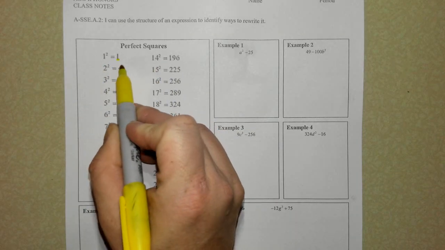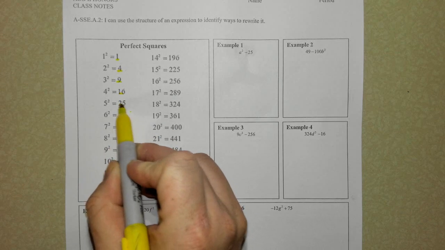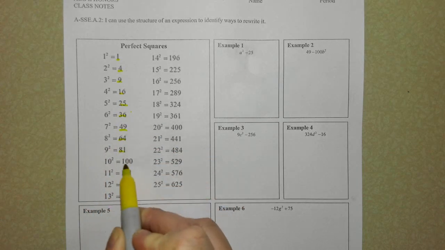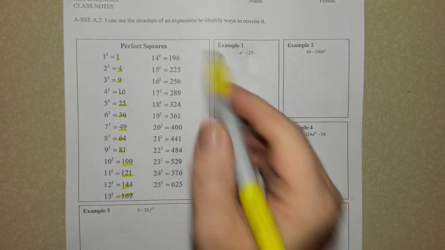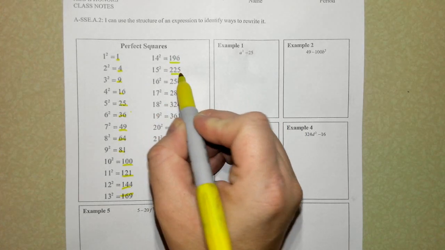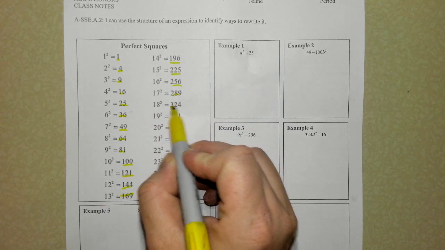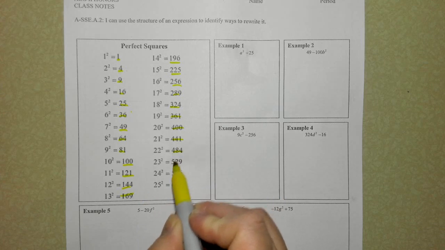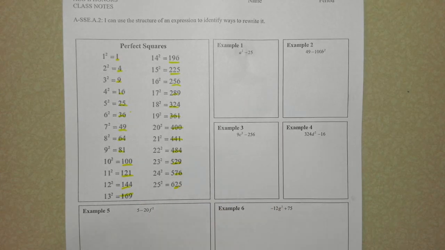I want you to highlight this one, 4, 9, 16, 25, all the way down until you get to 169, and then do the second column, 196, all the way down to 625. These are all examples of perfect squares, and I want these to be memorized.